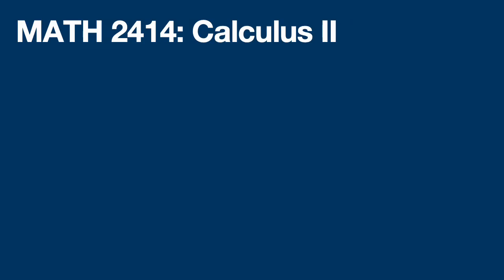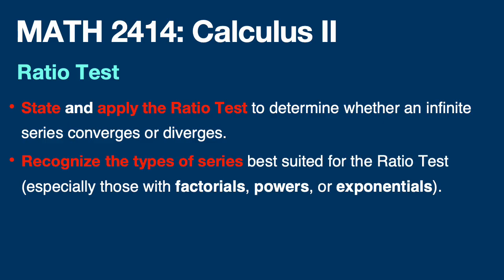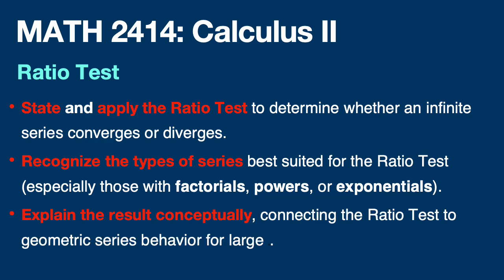Today, we will learn a powerful tool called the ratio test. First, we're going to apply the ratio test to determine whether an infinite series converges or diverges. It will help us decide whether an infinite series converges or diverges, especially when terms include factorials, powers, and exponents. We'll start with the idea behind it and see how the test works.